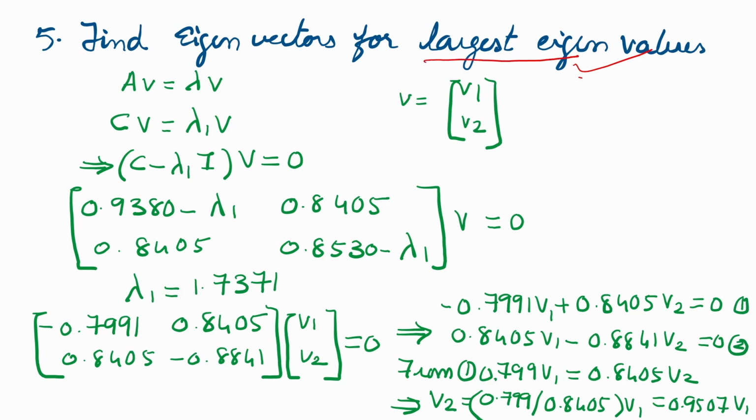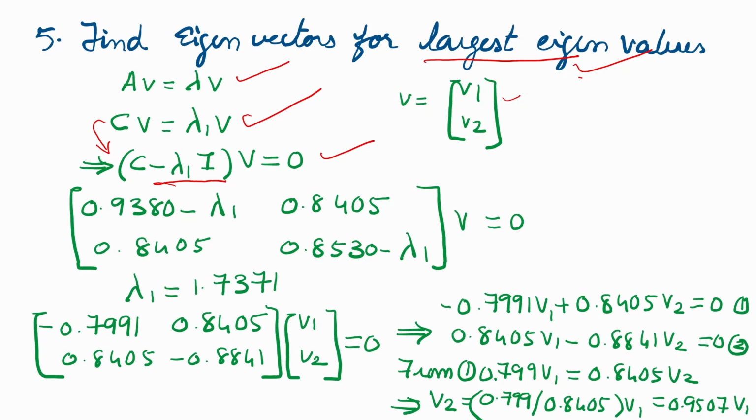What is the formula we have already studied? A V is equal to lambda V. Instead of A, we have the matrix C. This is the equation we are going to use, and for lambda we are using lambda 1 because lambda 1 is the highest value out of those two eigenvalues. V is nothing but V1, V2. Taking lambda I to the left hand side, we got the equation C minus lambda 1 I into V is equal to 0.